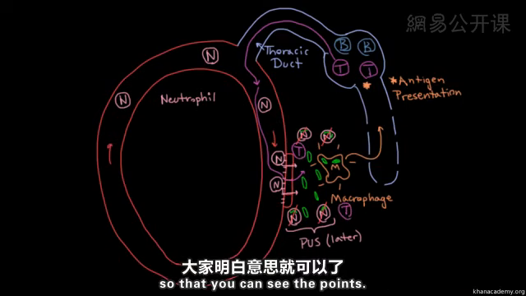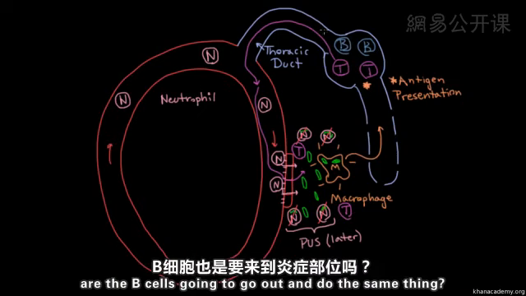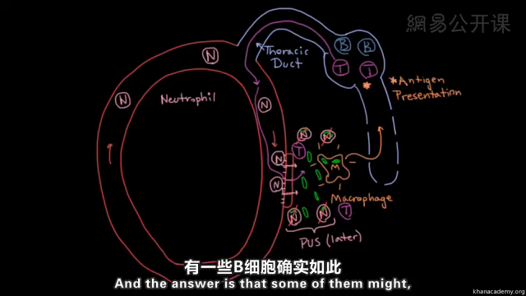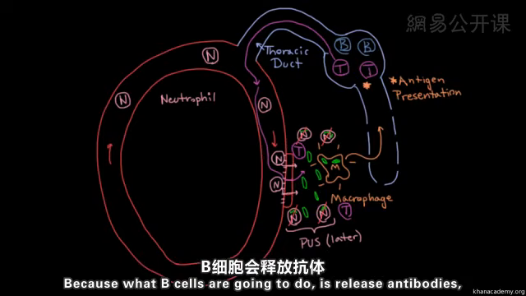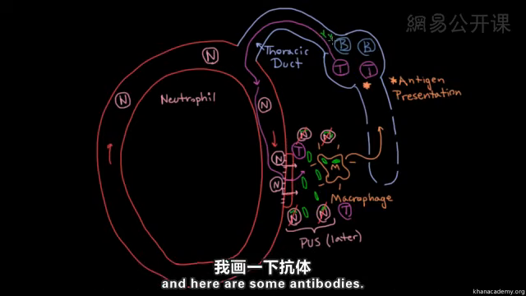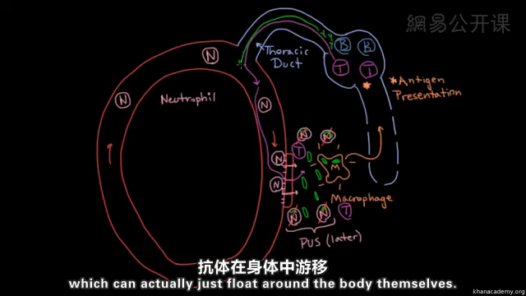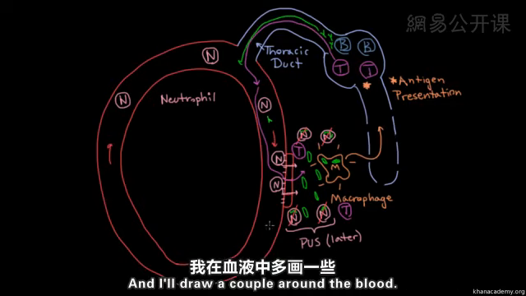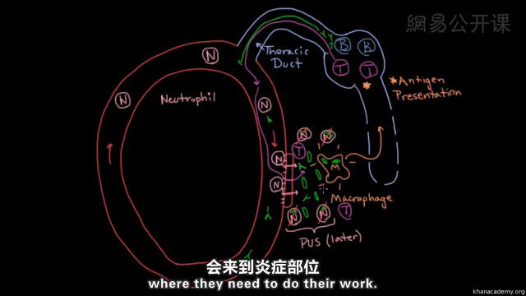so that you can see the points. And note that we also have B cells, and you might be wondering, are the B cells going to go out and do the same thing? And the answer is that some of them might, but B cells don't really need to be out here, because what B cells are going to do is release antibodies. So here are some antibodies. They're going to release antibodies which can actually just float around the body themselves. And I'll draw a couple around the blood. And some of them will get out here to the tissues where they need to do their work.